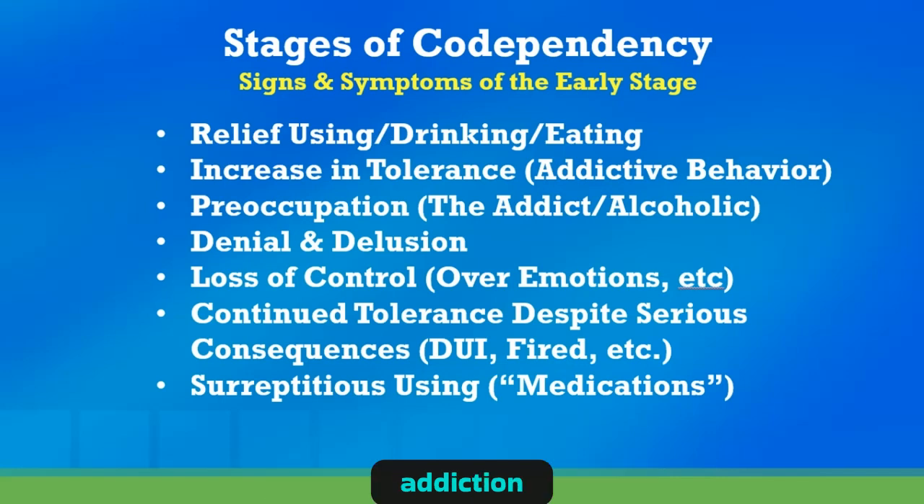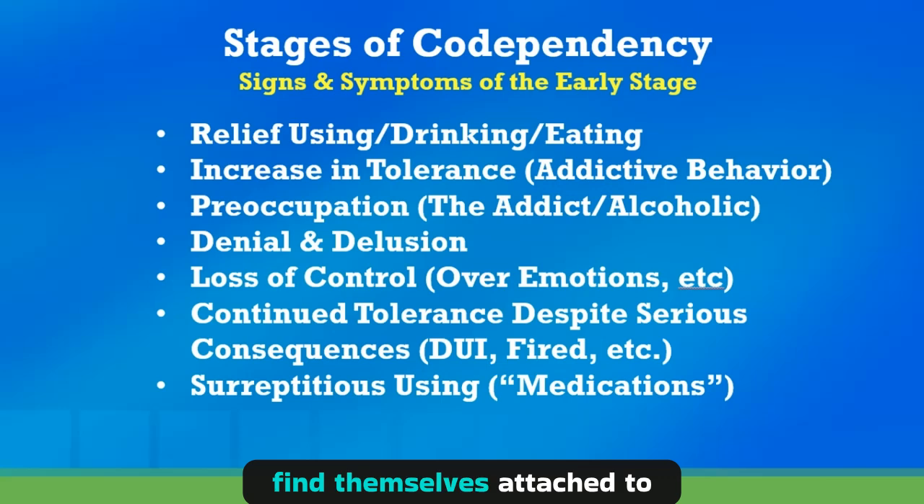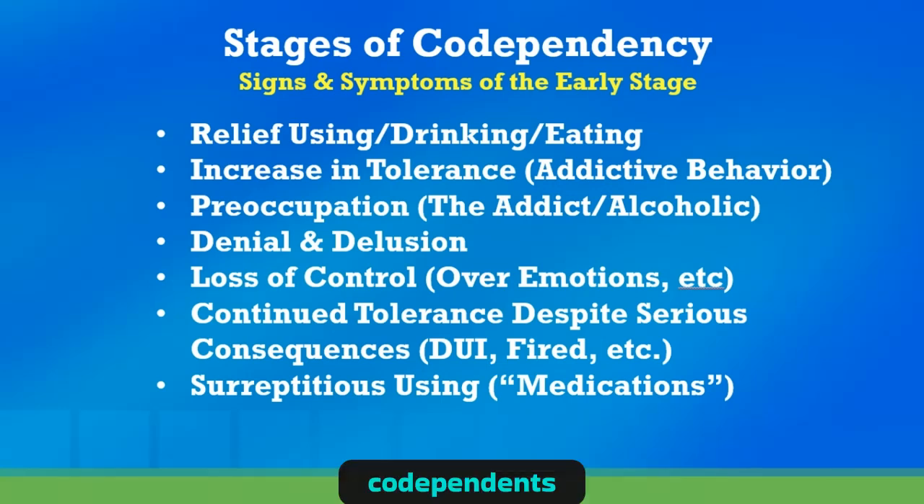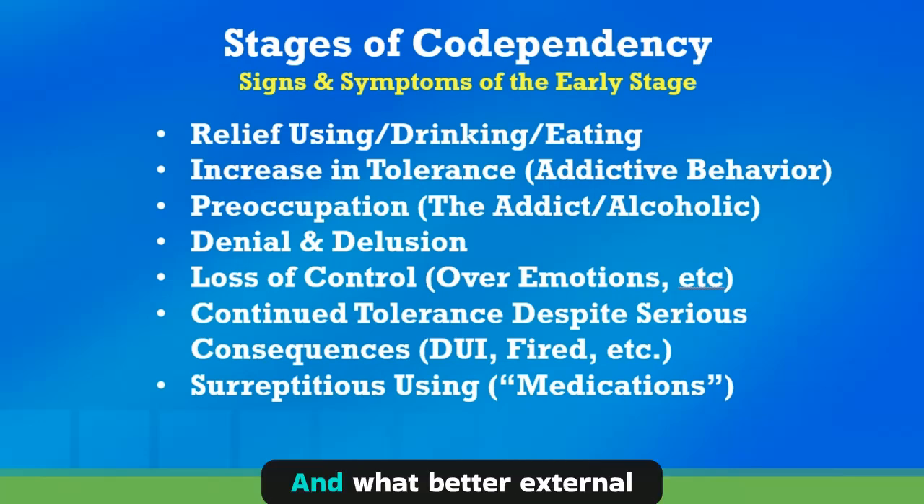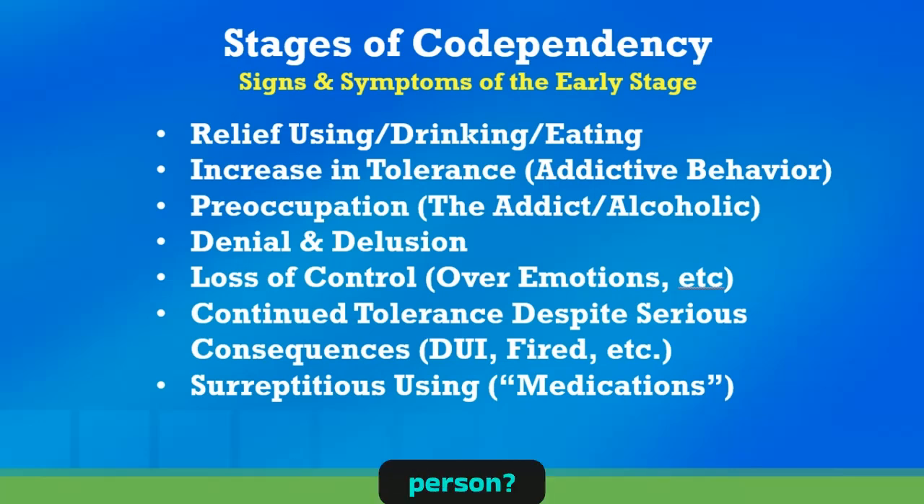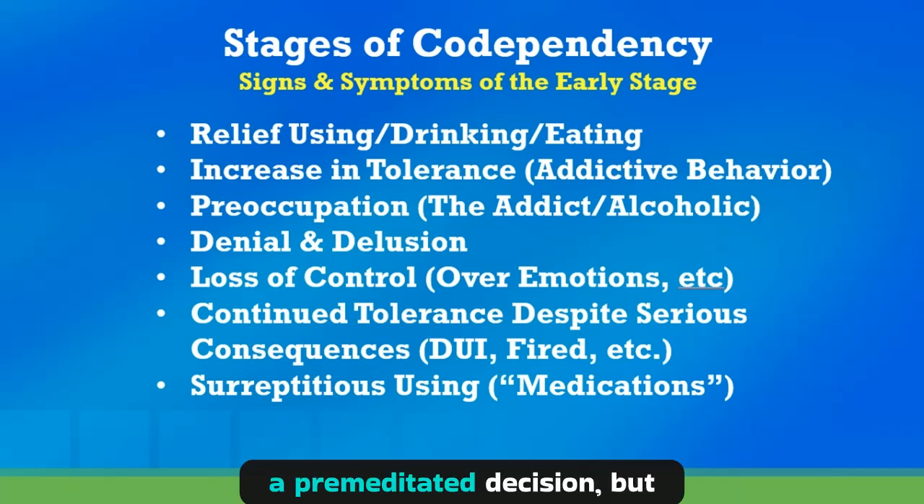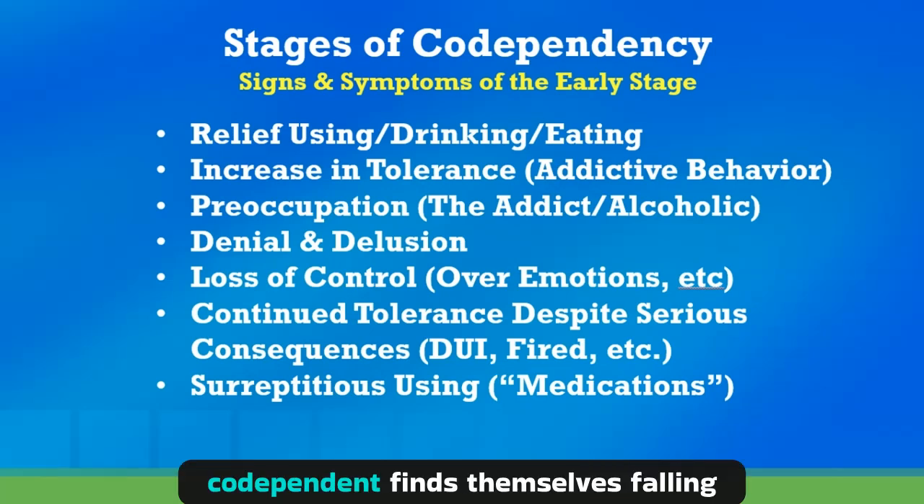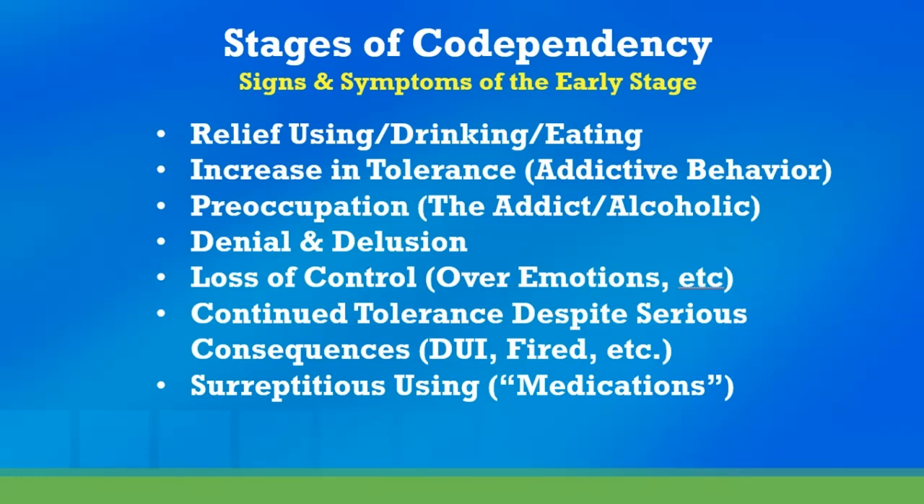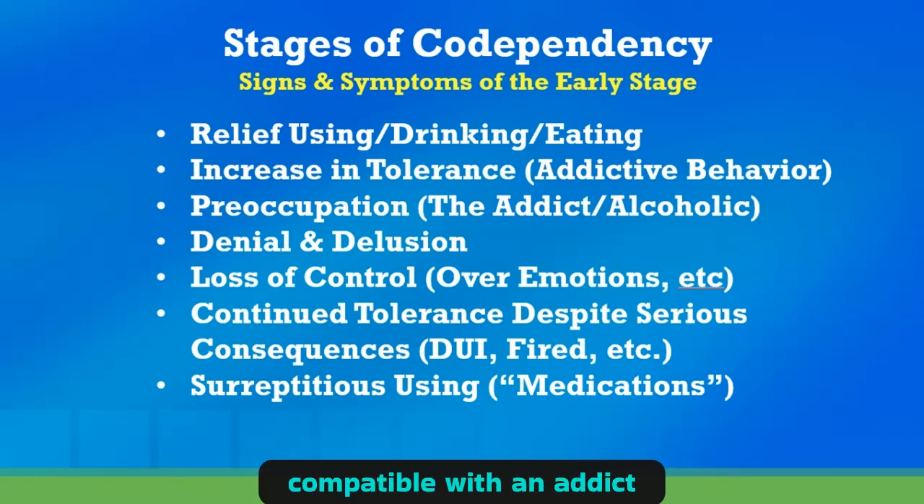Codependency is also an addiction, and addicts of all different sorts tend to find themselves attached to codependents. And codependents have an addiction to the outside. They need an external focus, and what better external focus than a problem person? Someone to fix or rescue or bail out or try to control or argue with. And this is not a premeditated decision, but it's one that the codependent finds themselves falling into, subconsciously programmed with a love map that's compatible with an addict.